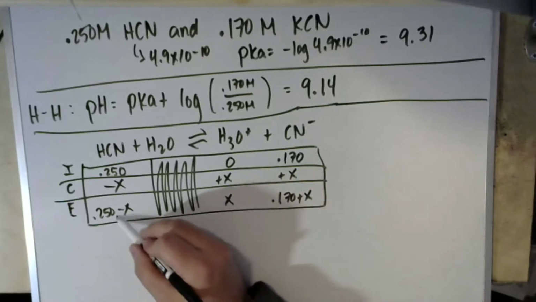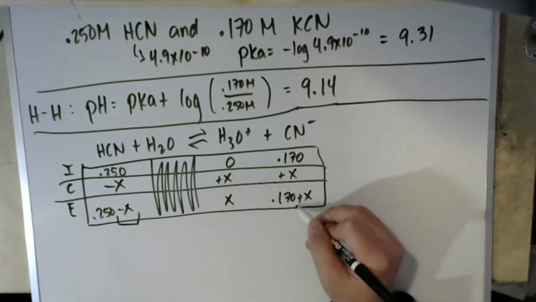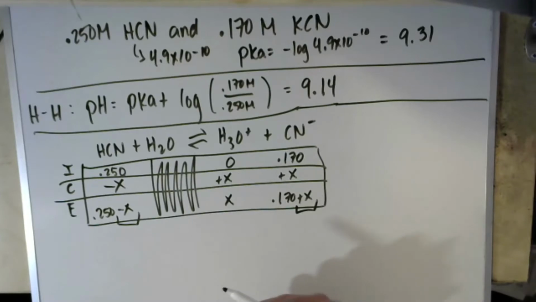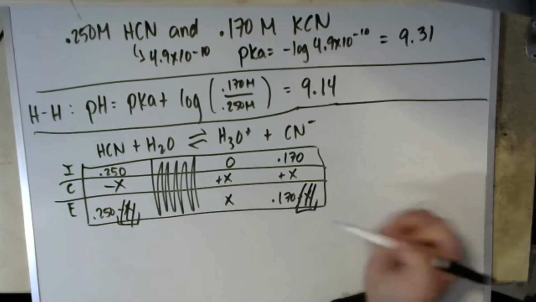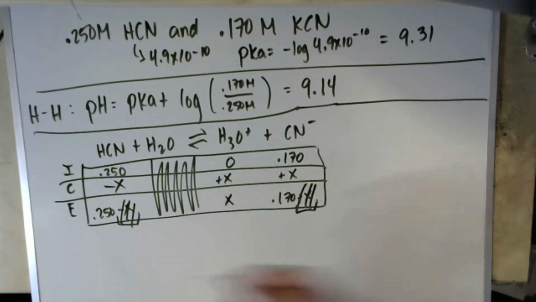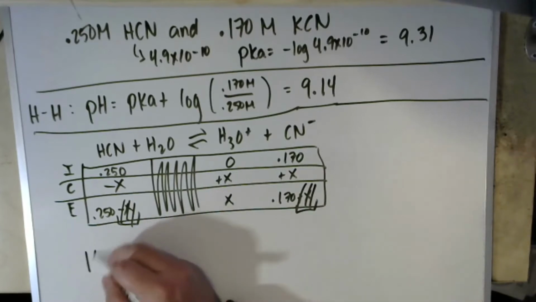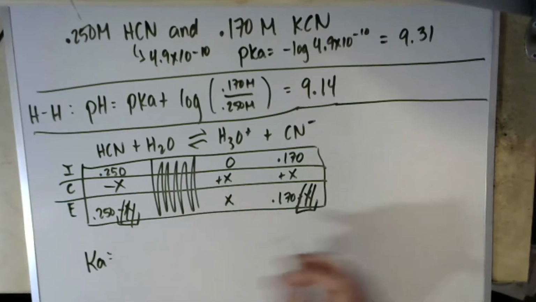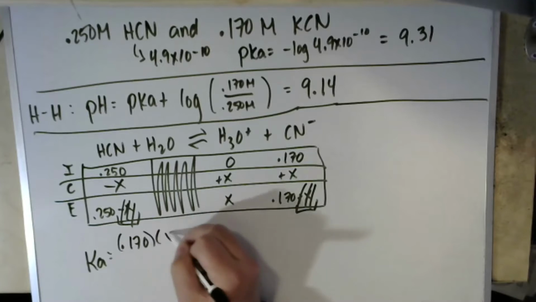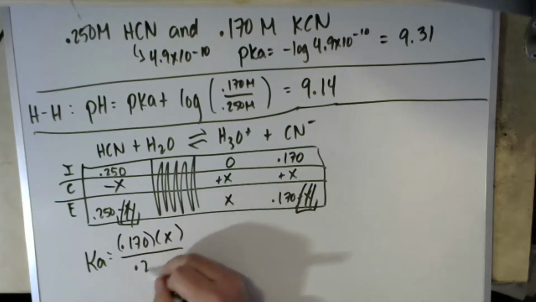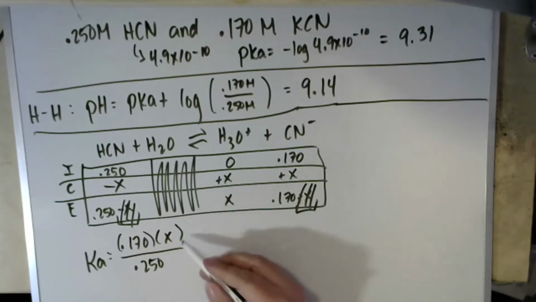Again, we're going to assume that these X values that are being added and subtracted to our initial amounts are small enough that we can cancel them out. Okay, so we're going to set up our Ka expression: 0.170 times X divided by 0.250, and we're going to solve this for X.